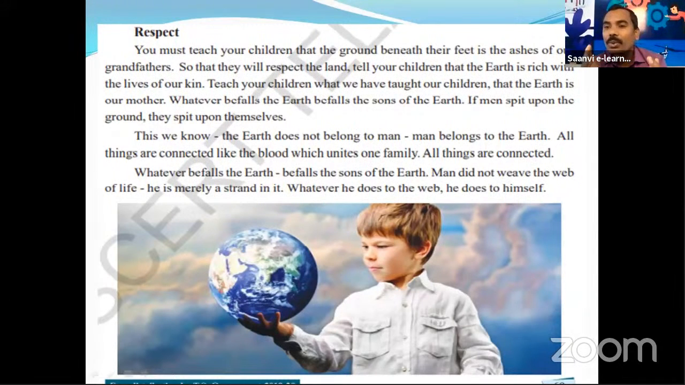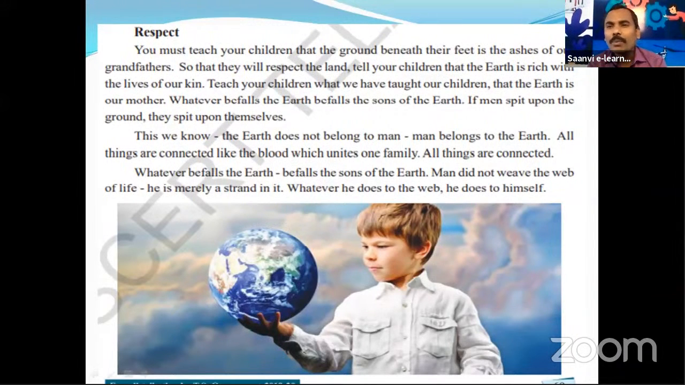So if something is happening to the earth, it is just like happening to the human beings on the earth. So if you do something harm to the earth, it is just like you are doing harm to yourselves. If men spit upon the ground, if you spit on the earth, it is just like you are spitting on your face.